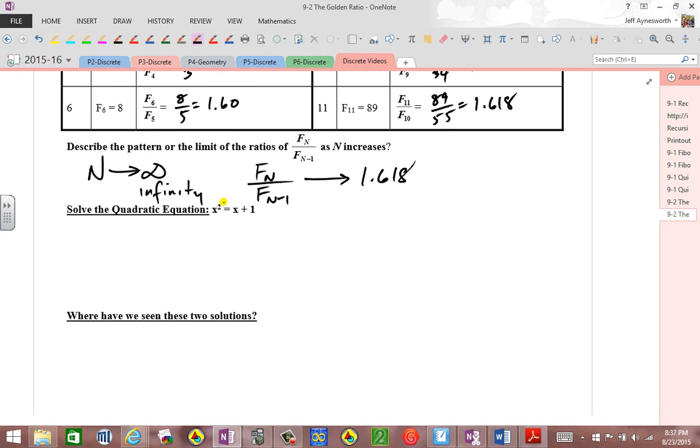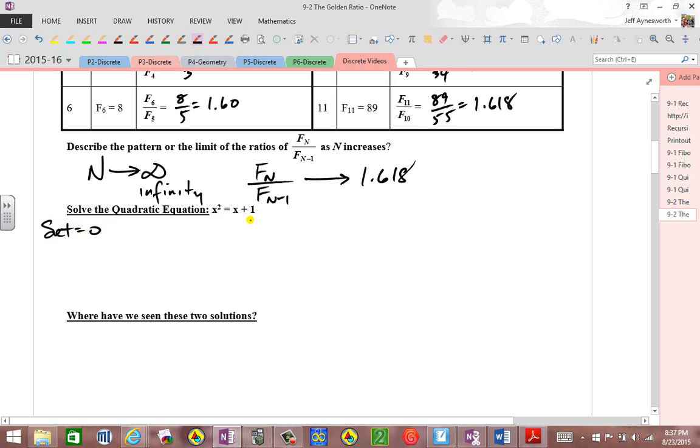And when we have x squared equals x plus 1, this comes into play in some places, so I wanted to show it to you, and let's solve it. It becomes a very, very special number here. So let's set this equal to 0. We're going to subtract x and subtract 1.